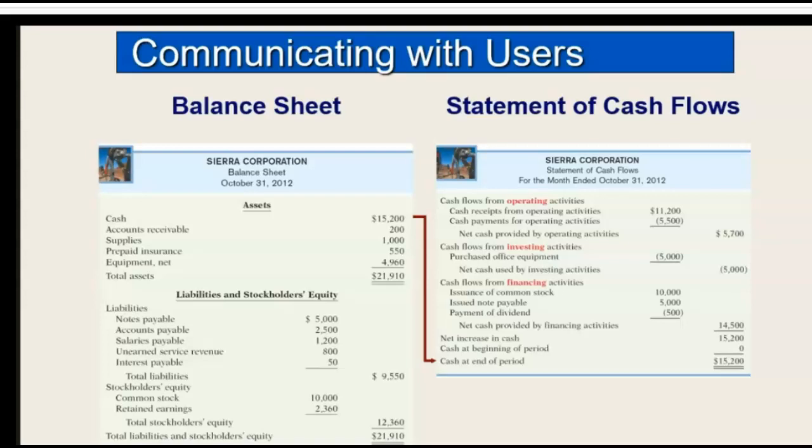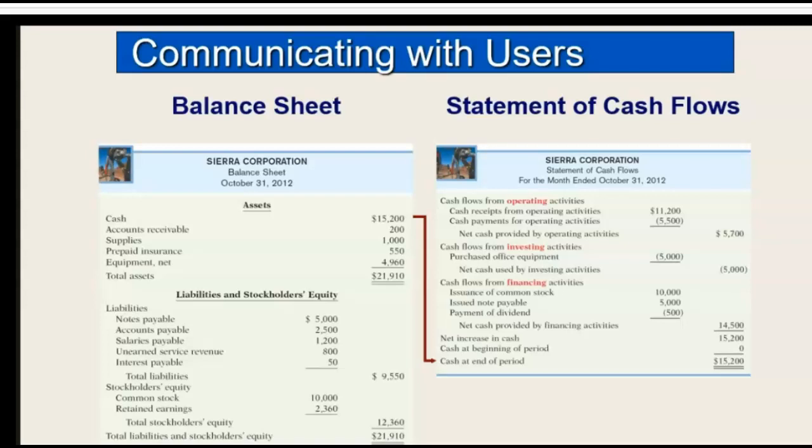That is, if I sell shares, I get cash coming in. If I borrow money, I get cash coming in. If I pay back the money I borrowed, there's cash going out. So we're going to just track cash coming in and cash going out. So you see cash flow from operations is $5,700. Now, cash flow from investing is a negative $5,000 because I purchased office equipment. And then cash flow from financing, well, I had the $10,000 that came in from the shareholders. I issued notes payable of $5,000.